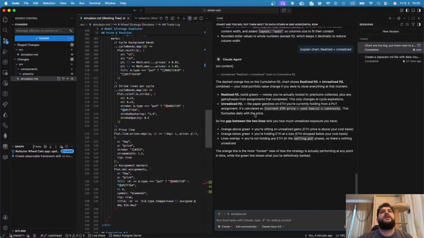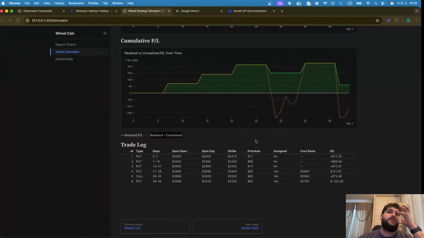The dashed orange line chart shows realized P&L plus unrealized P&L. Realized, okay, solid green, I understand this, when you've actually locked in, and unrealized, the paper gain or loss on the ETH you are currently holding from a put assignment. Oh, okay. Okay, I see now. Cost basis, current ETH price at cost basis.